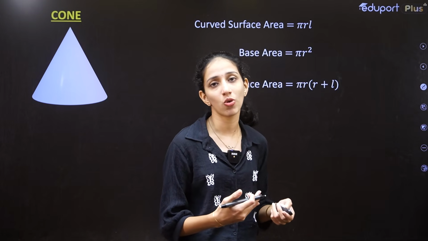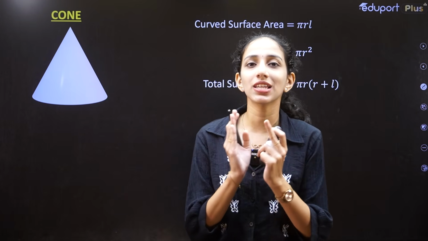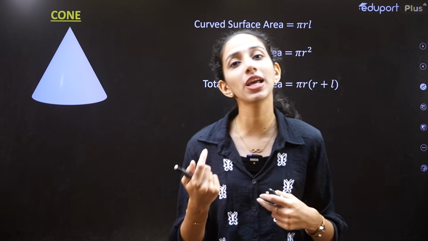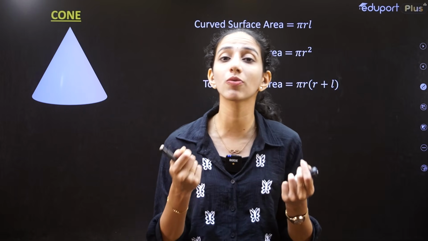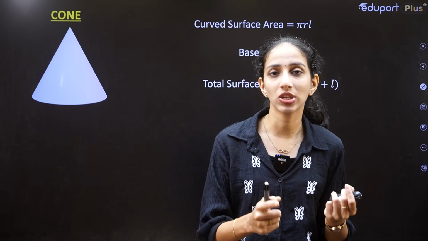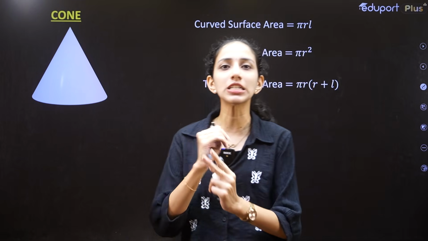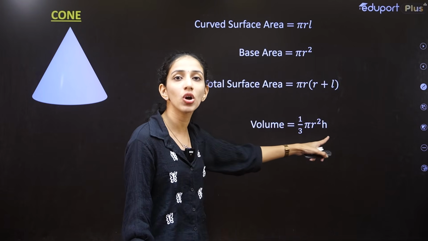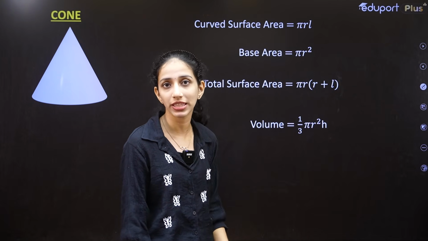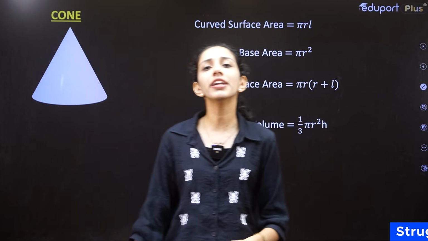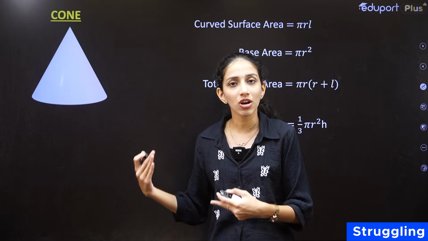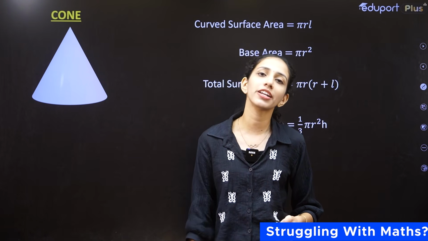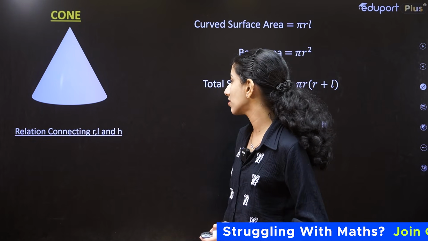Then what about its volume? Actually, this cone is a 1/3 part of a cylinder. We are familiar with the volume of a cylinder. What is the volume of a cylinder? Pi r square h. And this cone is 1/3 part of the cylinder. So volume of cone is 1/3 into volume of cylinder, that is 1/3 pi r square h. Clear? Then while you are considering a cone, we have a relation connecting radius, slant height and height of a cone. So we are going to discuss that.